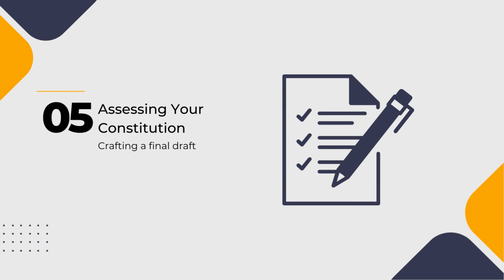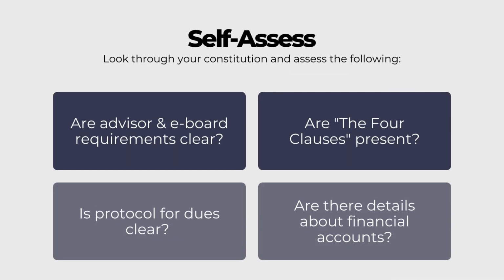Lastly, you should want to assess your constitution. Are the advisor and executive board requirements clear? Are your four clauses present? Is the protocol for dues clear? And are there details about financial accounts? You want to make sure that all sections that we previously discussed are present in your constitution before implementing it for your student organization.